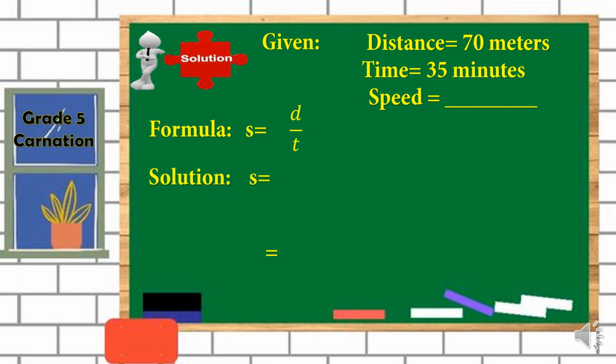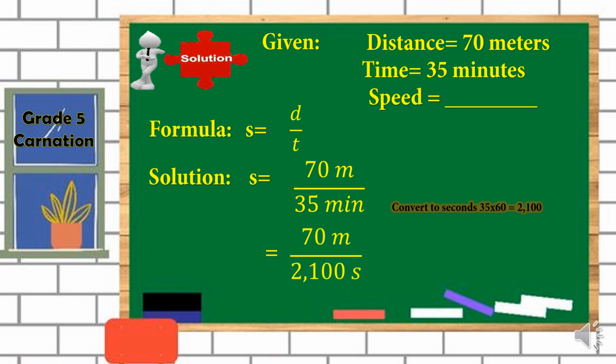So here is the solution. S is equal to 70 meters over 35 minutes. So you have to convert the minutes to seconds. That will be 35 times 60 is equal to 2,100 seconds. So this now will become 70 meters over 2,100 seconds. So the answer is the speed is equal to 0.033 meters per second.